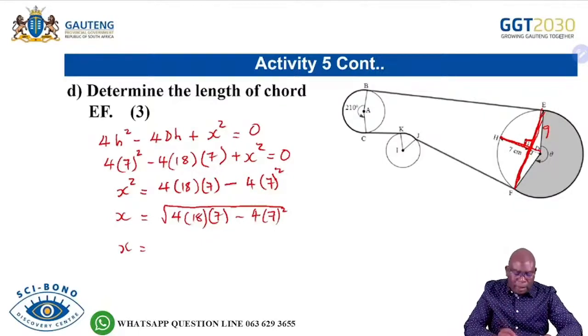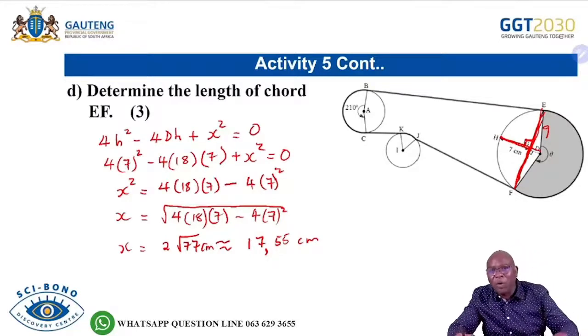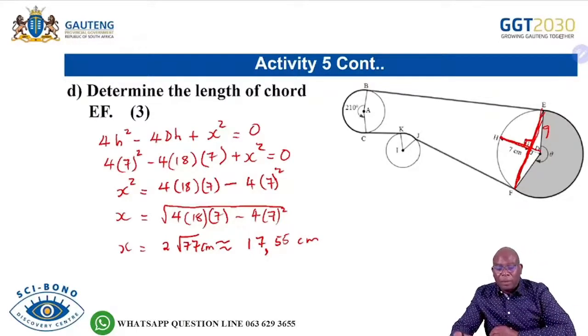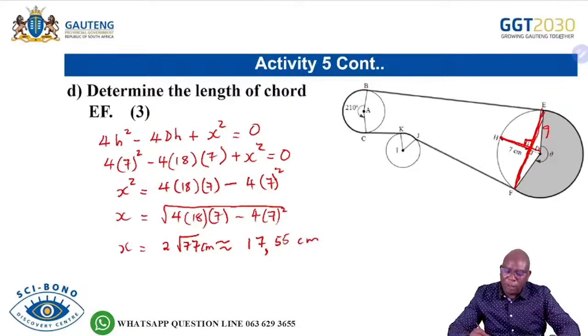So now, if I do it on a calculator there, I get 2 square root of 77. Or I can write this as 17,55. Remember, this is in centimeters. So I must always write down the units. So it's 17,55 centimeters. So the length of that whole chord there will be 17,55.